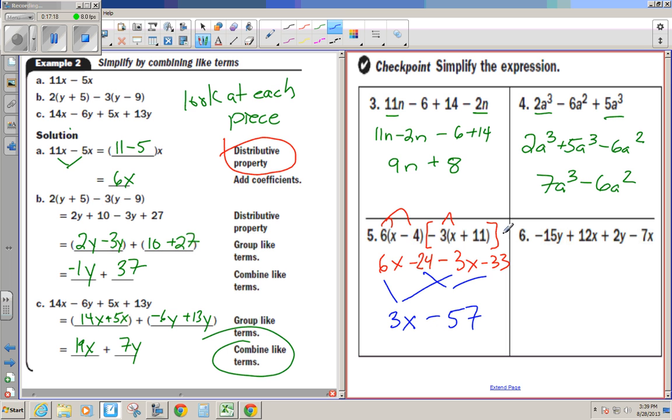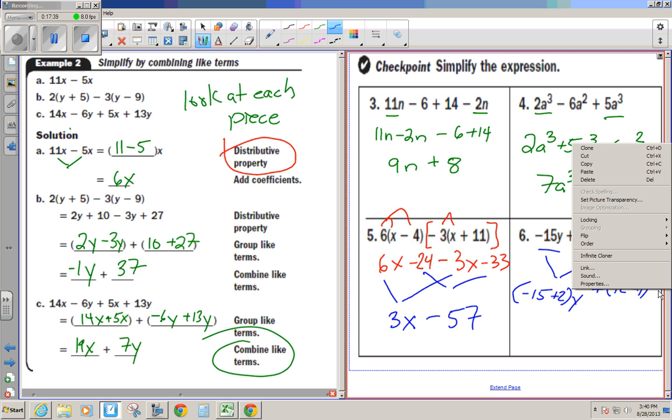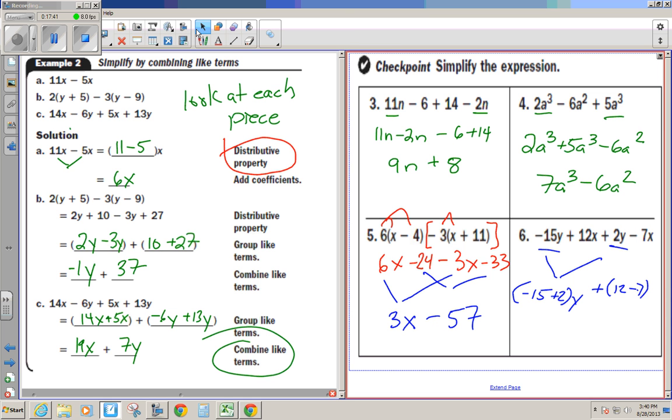All right, so I'm going to try to keep this under 20 minutes. Look at this last example here, and look. A y needs to match with a y. Negative 15 plus 2. 12 minus 7 for the x's. So this becomes negative 13y. This becomes plus 5x.